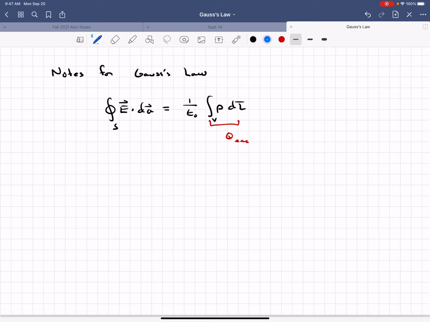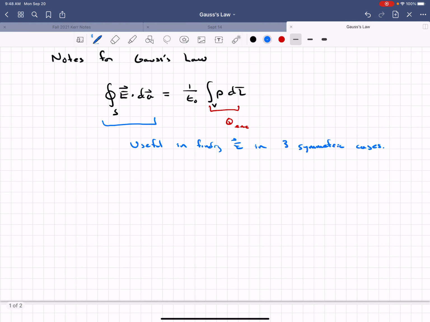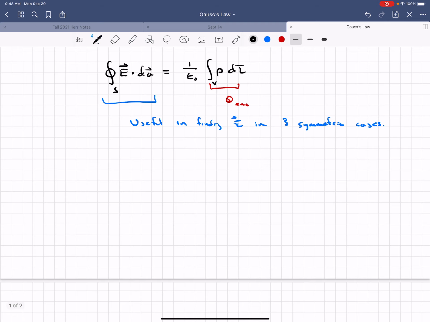Now, the key thing is that while this equation is always true, it is useful in finding the electric field in three symmetric cases. And so the purpose of these notes is to work through a couple of the examples of those cases, or to give you the basics for how you would continue working on these problems in those three cases. And so the first of these cases that's important is spherical symmetry.